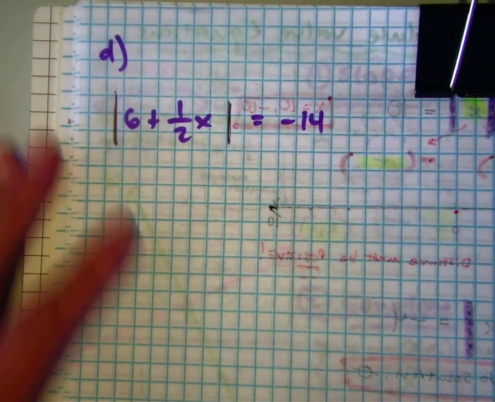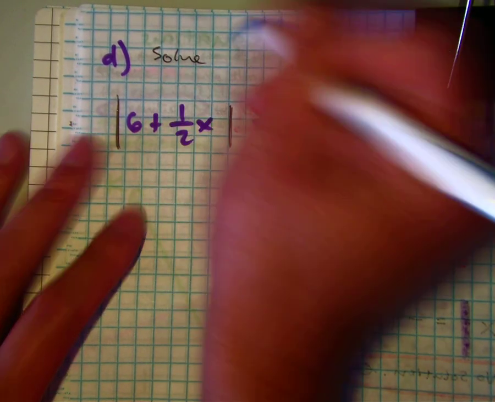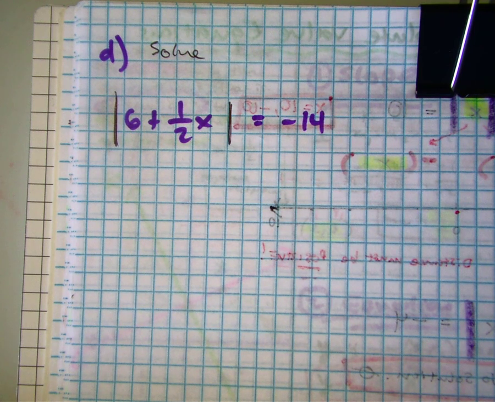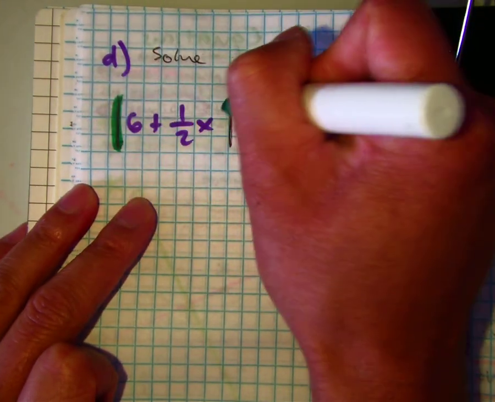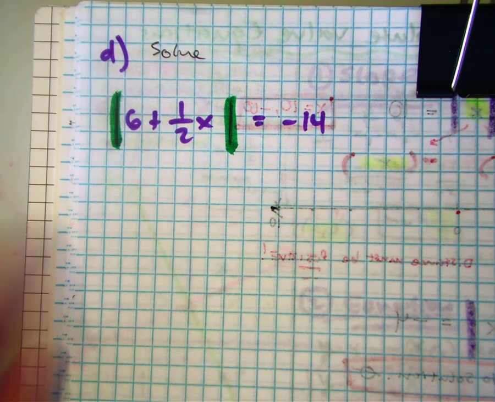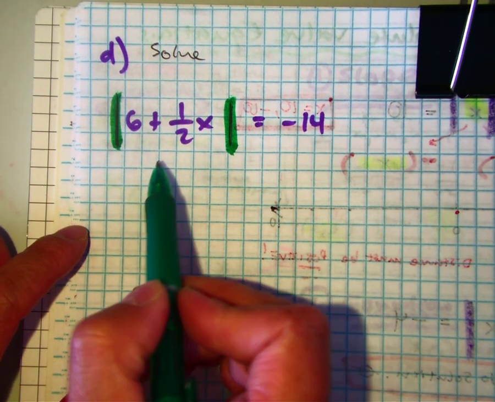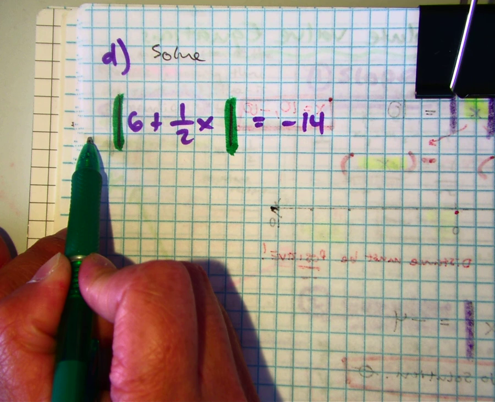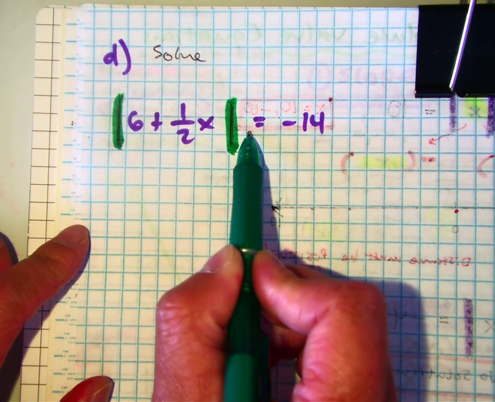So for example D, you're asked to solve, and make sure you know that your absolute value equation is isolated. Remember, it's isolated because there's nothing where? Before or after, right there, okay?